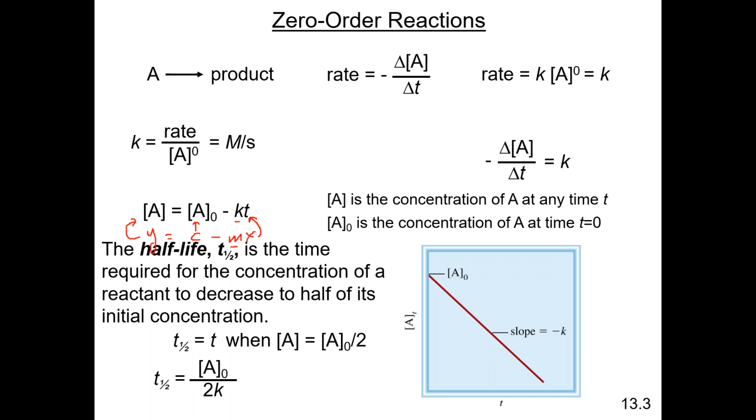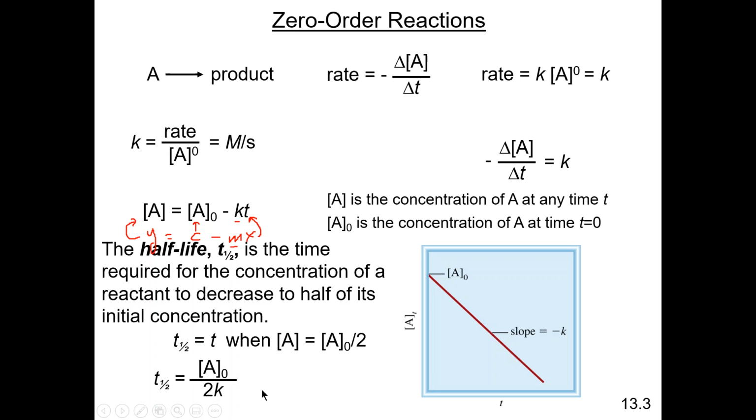By definition, the half-life, which is represented by T half, is the time required for the concentration of the reactant to decrease to half its initial concentration. In other words, when the time is equal to the half-life, the concentration of A would be equal to half the initial concentration of A. And it turns out that if you plug this value and this value into this equation, you're going to get T half equal to the concentration of A initially divided by 2 times the rate constant.